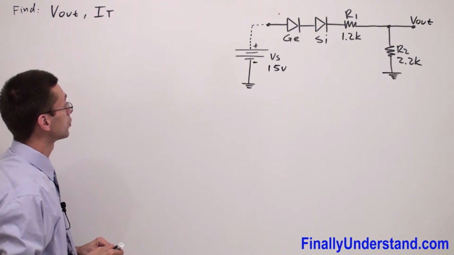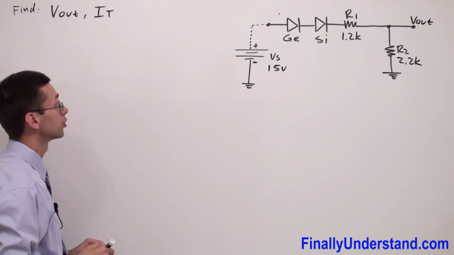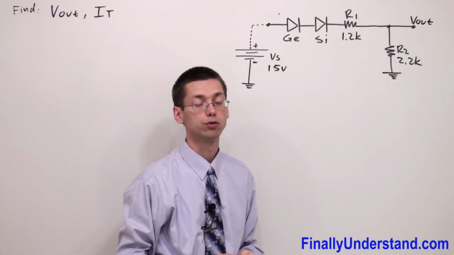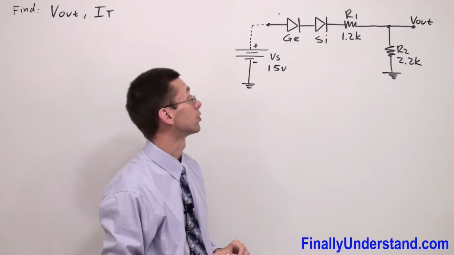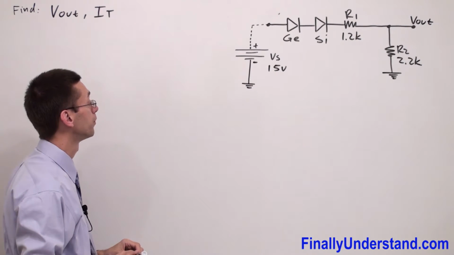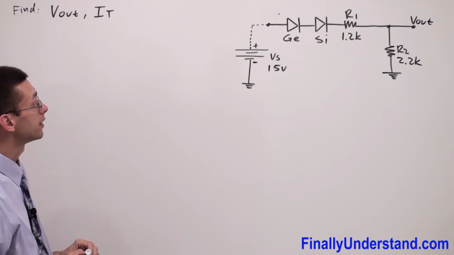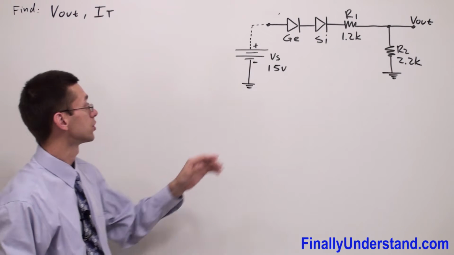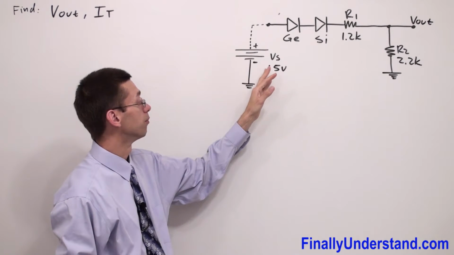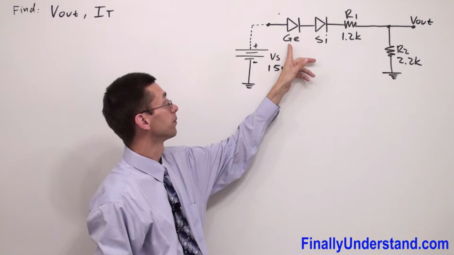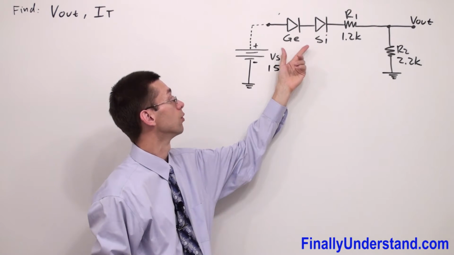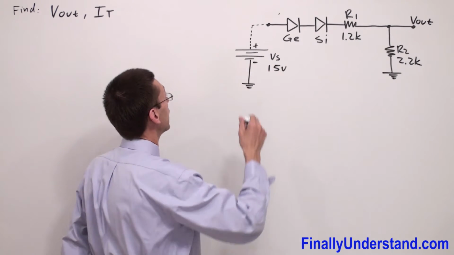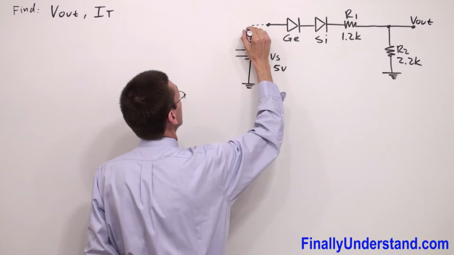So the problem is asking us to find the total current and output voltage. Because I have two resistors, I have to find first the total current. In order to do so, I'm going to first check if my diodes are working. Please notice that the voltage source has a value much greater than 0.3 and 0.7. So these two diodes are going to be forward biased, and my current is going to flow this way.